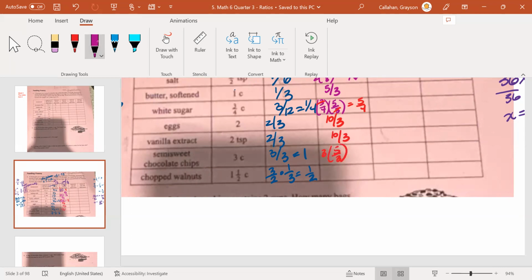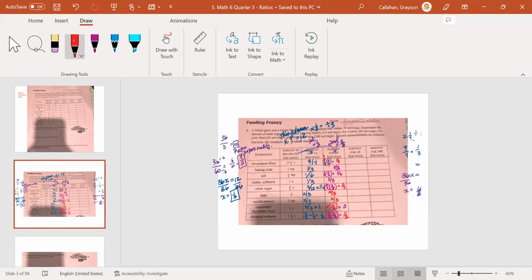Guess what? That 3 and this 3 cancel, so that's just a 5. And this is 3/2 times 5/3. Well, that 3 and this 3 cancel, so it's 5/2. Do you see that? Okay, so that's how you find out this one.